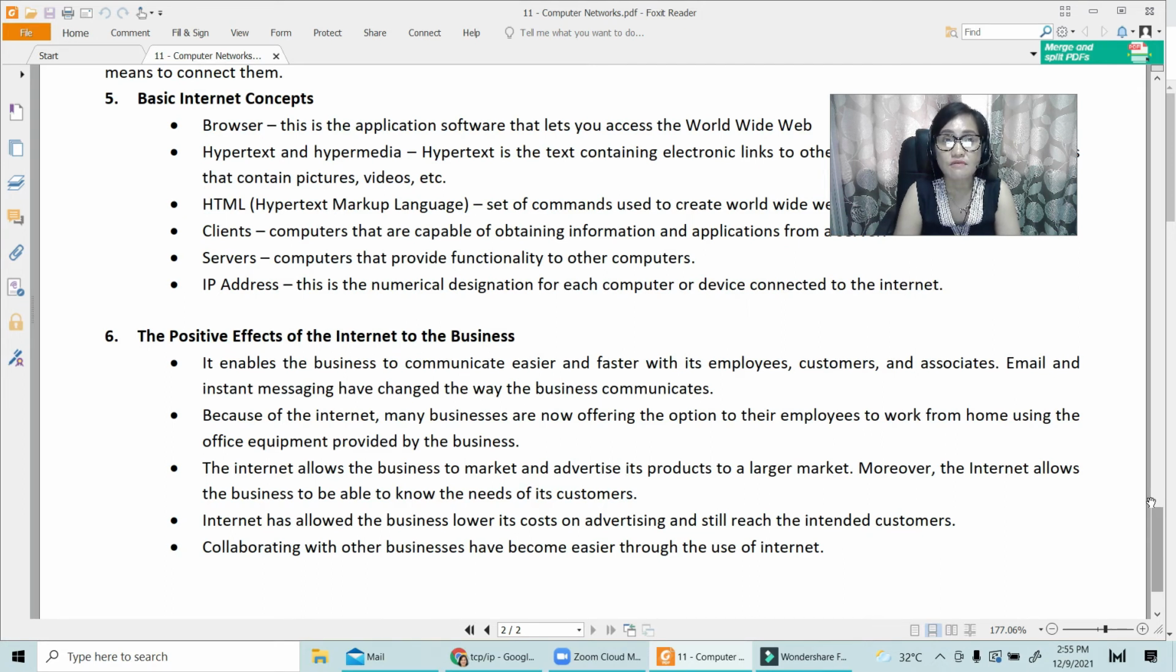And then we also have online classes. We have flexible online classes from elementary to college because of the use of the internet. The education, or any sectors now, can actually function. We can continue whatever job we are doing. That's because of the help of the internet. And then the internet allows the business to market and advertise each product to a larger market. Moreover, the internet allows the business to know the needs of its customers.